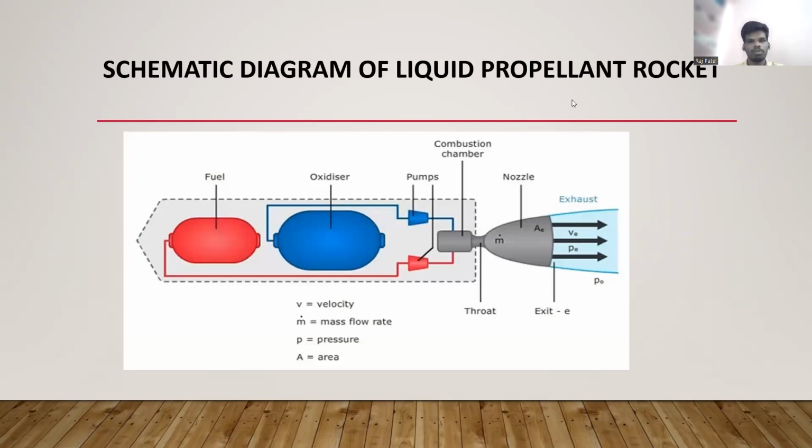And I want to tell about the schematic diagram. This is the fuel and this is the oxidizer. The fuel is connected to one pump and the oxidizer is connected to the other pump, and here we have the combustion chamber, which both pumps are connected to. Here is the throat section and here the nozzle; this part acts as a convergent nozzle, this is the throat, and this is the divergent nozzle.